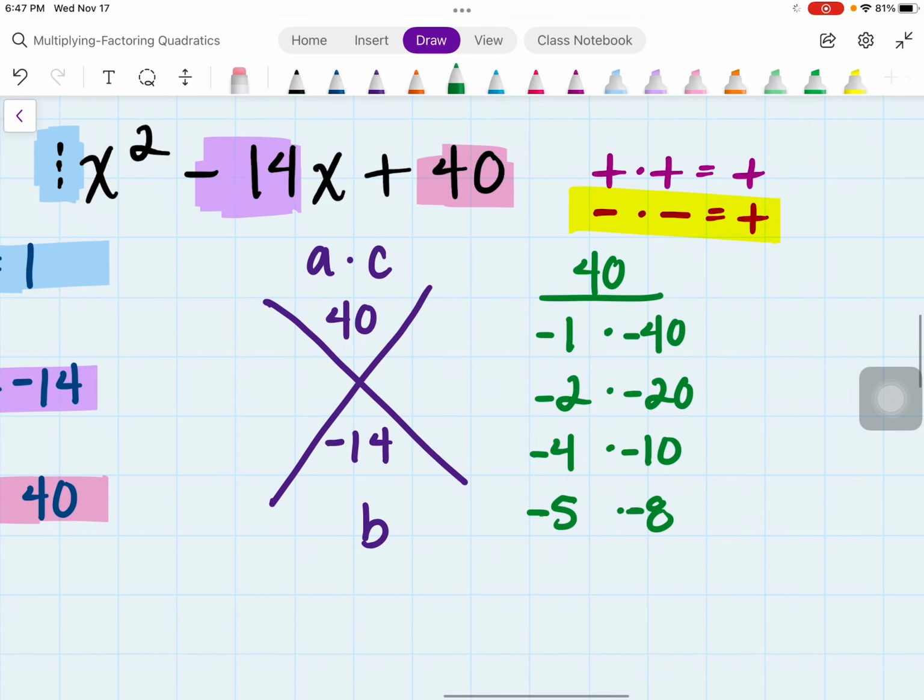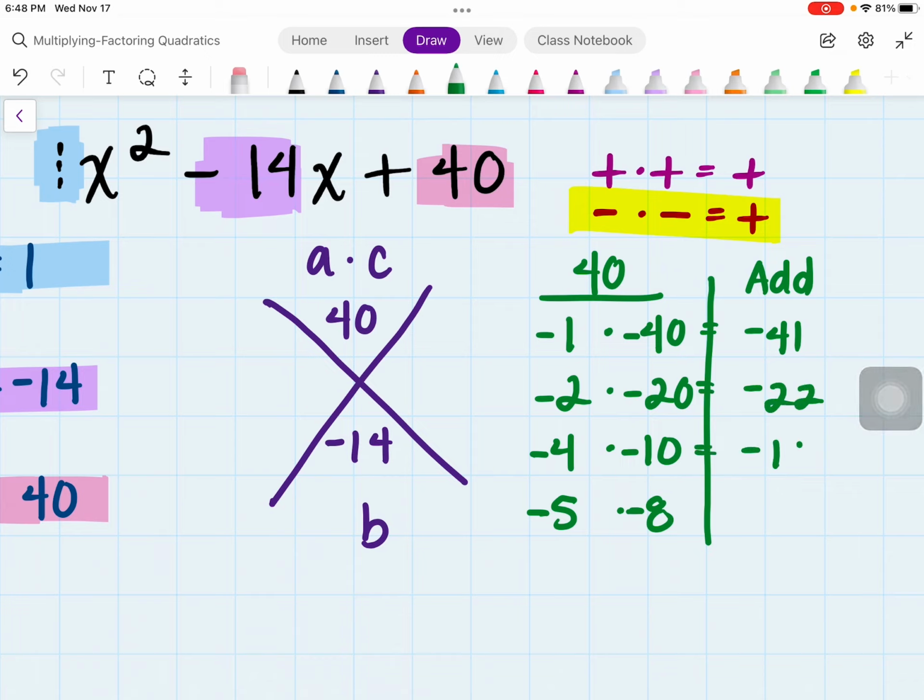And now I want to go ahead and add them to see which one gives me our B value. So we want to go ahead and add them. This one gives me negative 41. This one gives us negative 22. This one gives us negative 14. And negative 13. So the one that gives us our B value in this case is, let's see if you can see it, it's this one here. All right, so let's go ahead and write our factors here. We have a negative 4 and a negative 10.